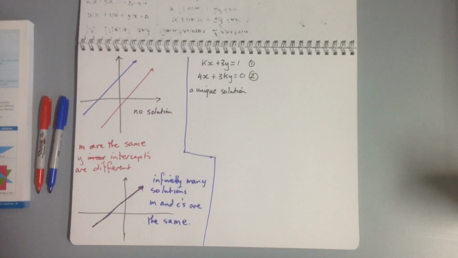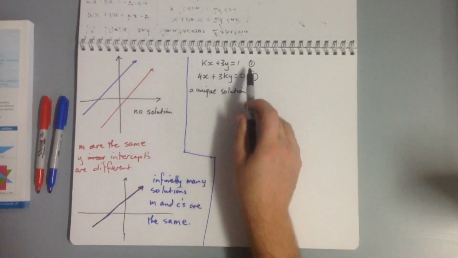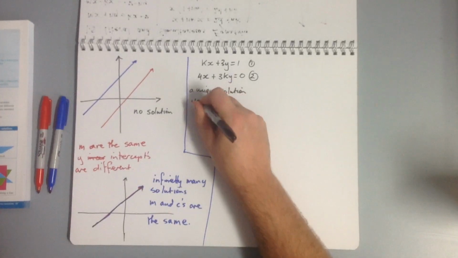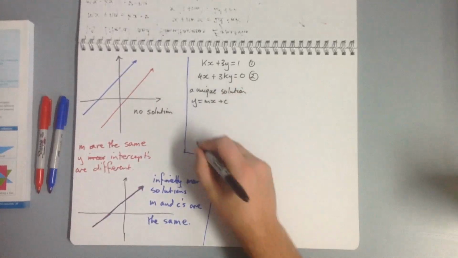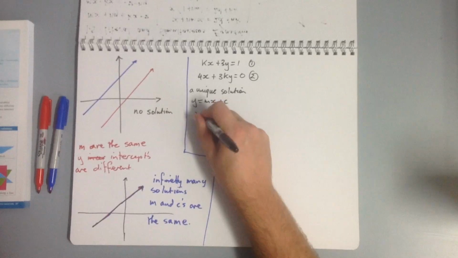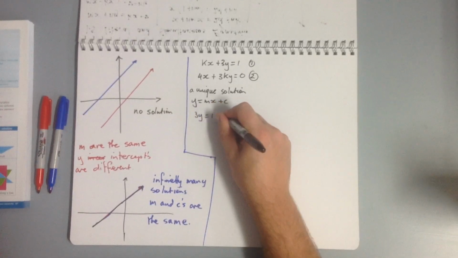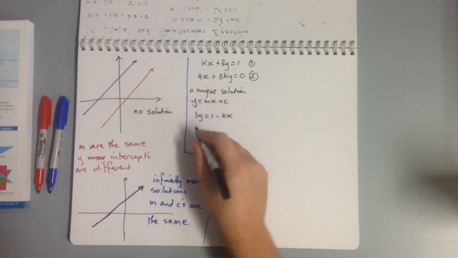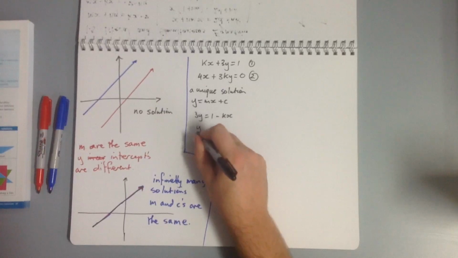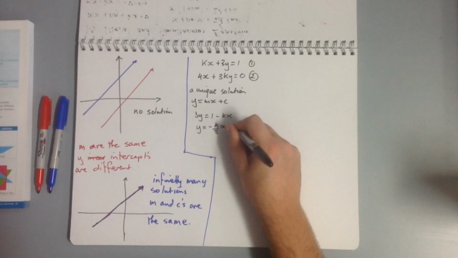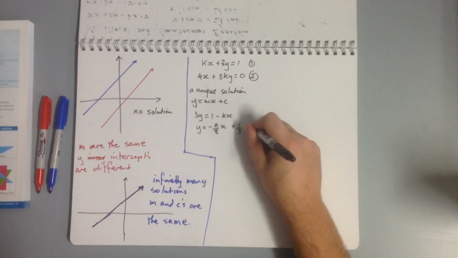Okay, so to find the gradient, we want to write the equations in the general form of y equals mx plus c. So we're going to rearrange these equations. So we'll start with 1. We want to put them in the form y equals mx plus c. So we're going to have to take away our kx. We've got 3y equals 1 minus kx. And I should have written that around the other way actually, but I'll fix it in the next one. Then we'll divide by 3. So we'll get y equals negative k on 3 x plus 1 on 3. And that was our equation 1.